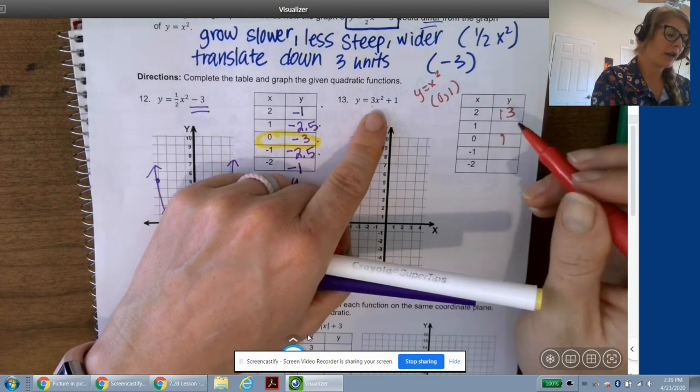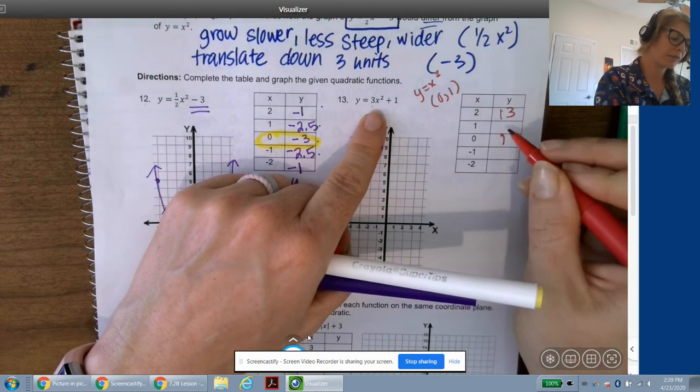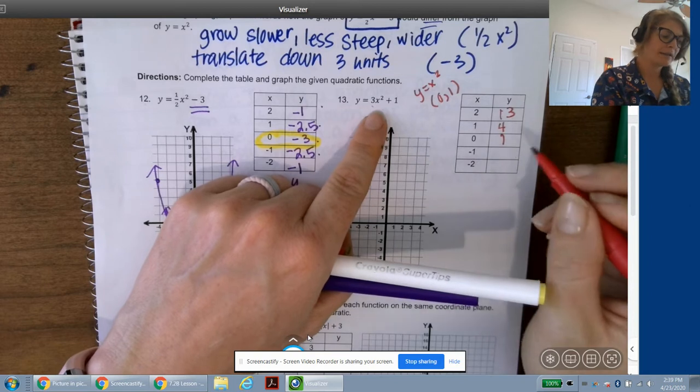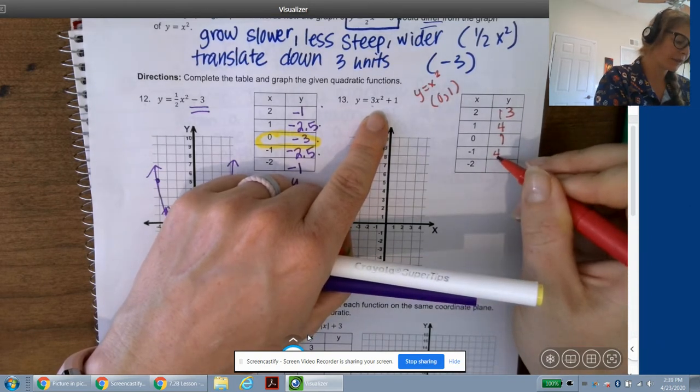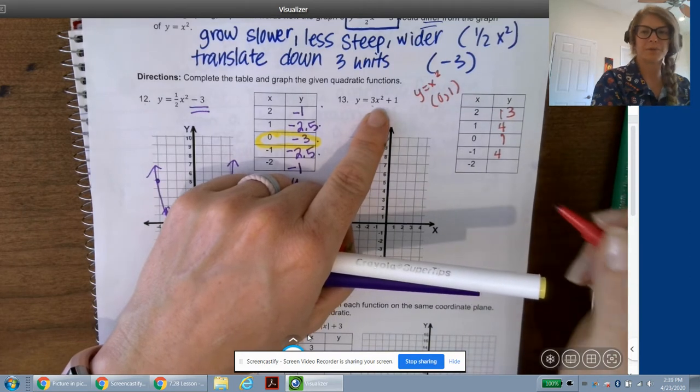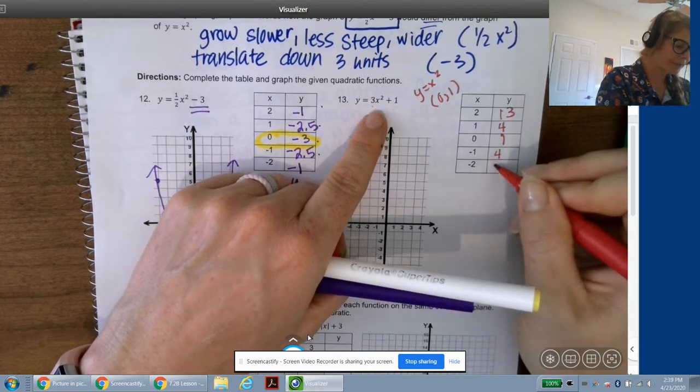1 squared is 1. 1 times 3 is 3. 3 plus 1 is 4. Negative 1 squared is 1. 1 times 3 is 3. 3 plus 1 is 4. Negative 2 squared is 4. 4 times 3 is 12. 12 plus 1 is 13.